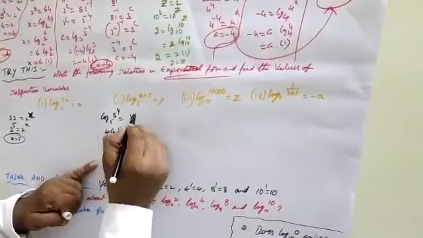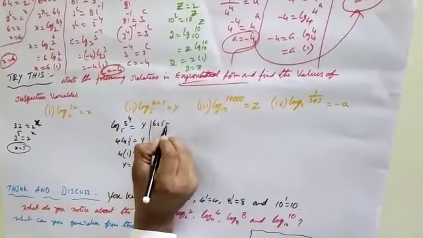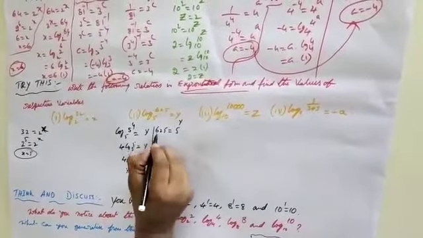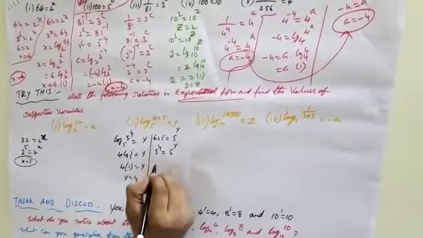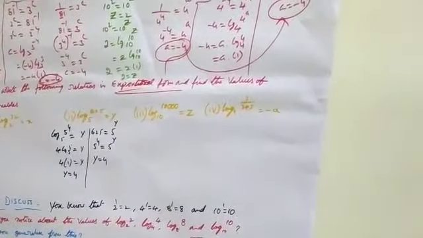At the same time, exponential form. Direct exponential form: 625 is equal to 5 power y. What is 625? 5 power 4, that is equal to 5 power y. Bases are equal, powers are equal. Y is equal to 4.